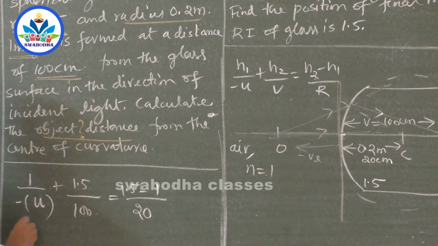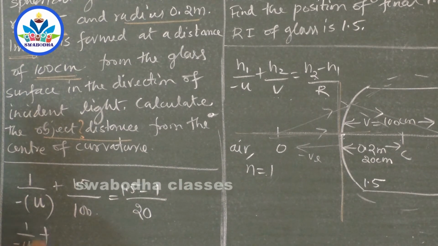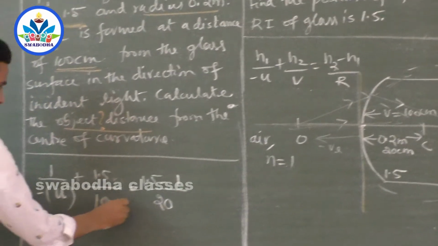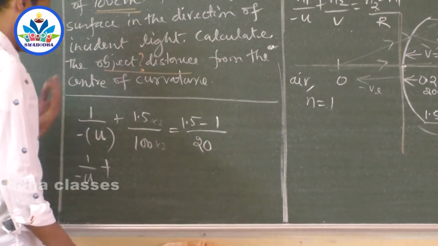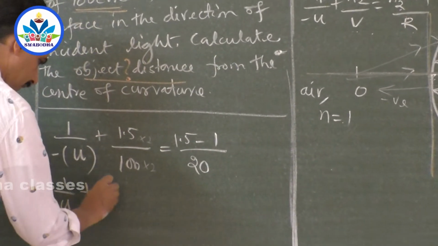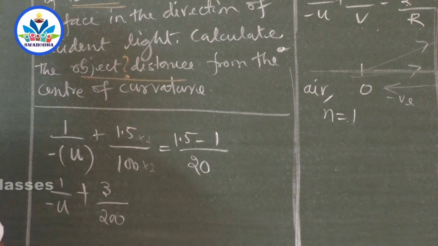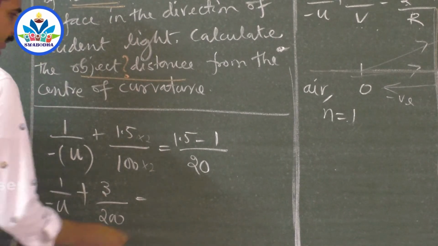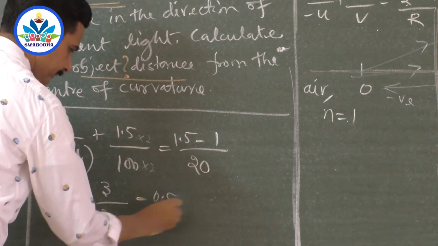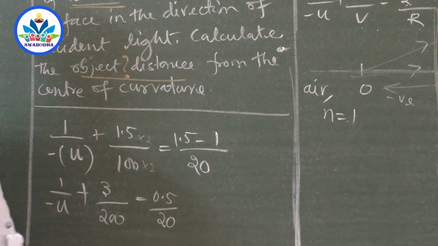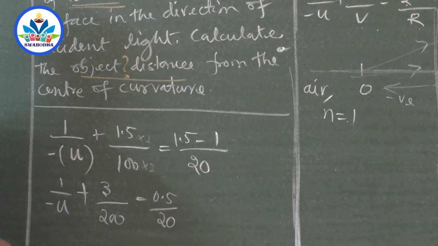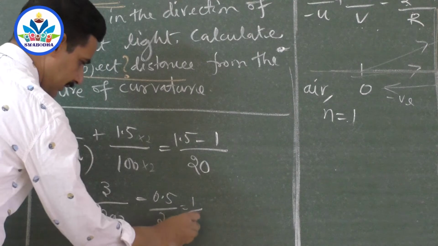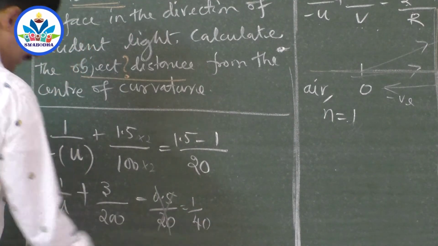Now solve this one. 1 by minus u plus, I will multiply and divide by 2 because I don't like any fractions in my problem. I convert them into whole numbers. So this is 0.5 by 20. Now 0.5 is half, right? So 1 by 2 times 1 by 20, that is 1 by 40. So I write this as 1 by 40.